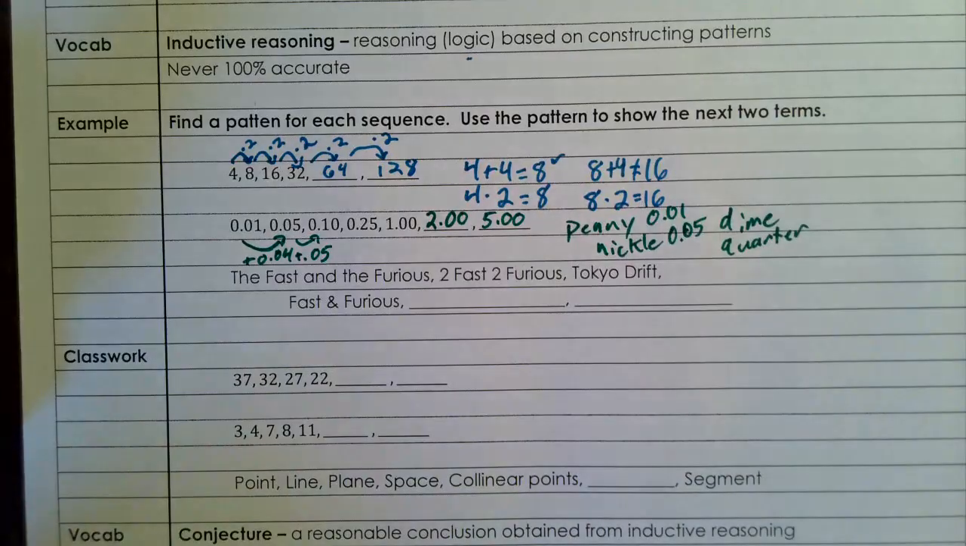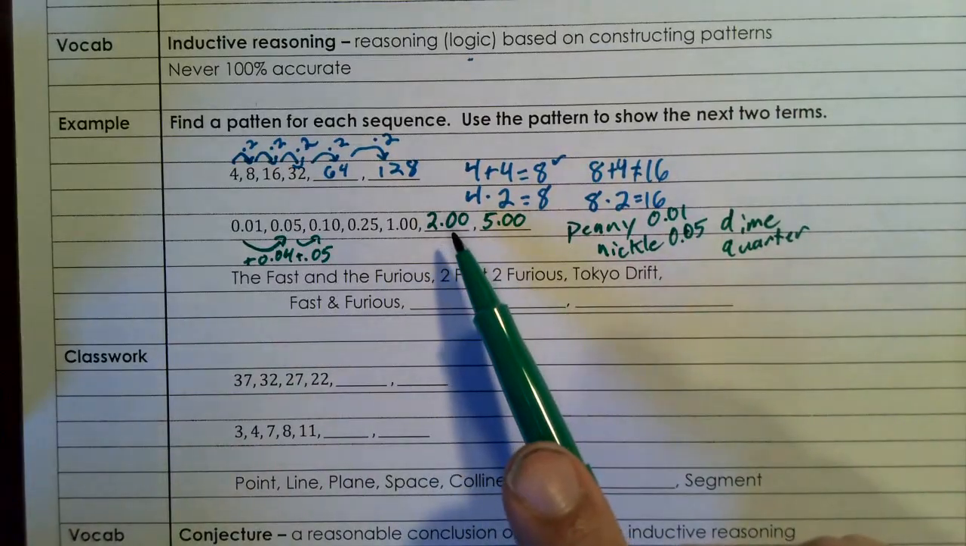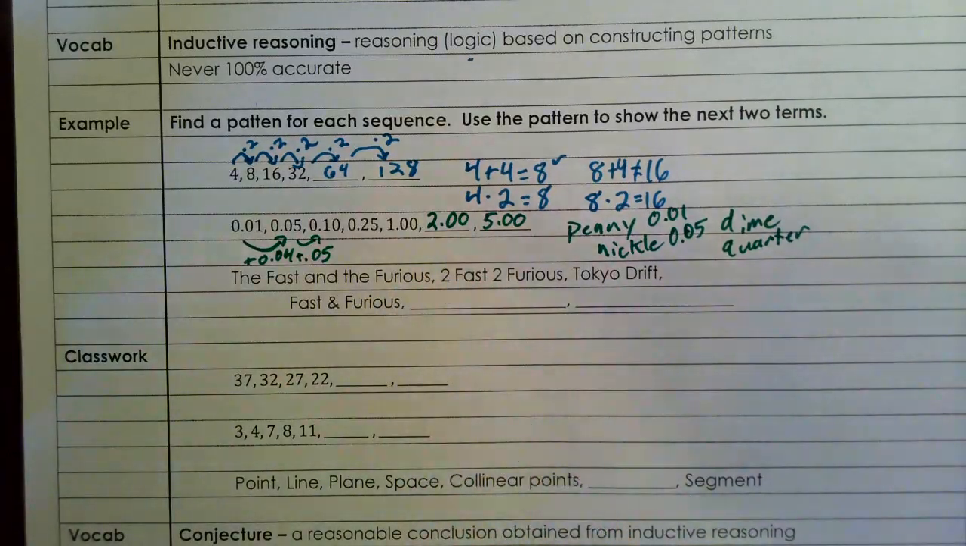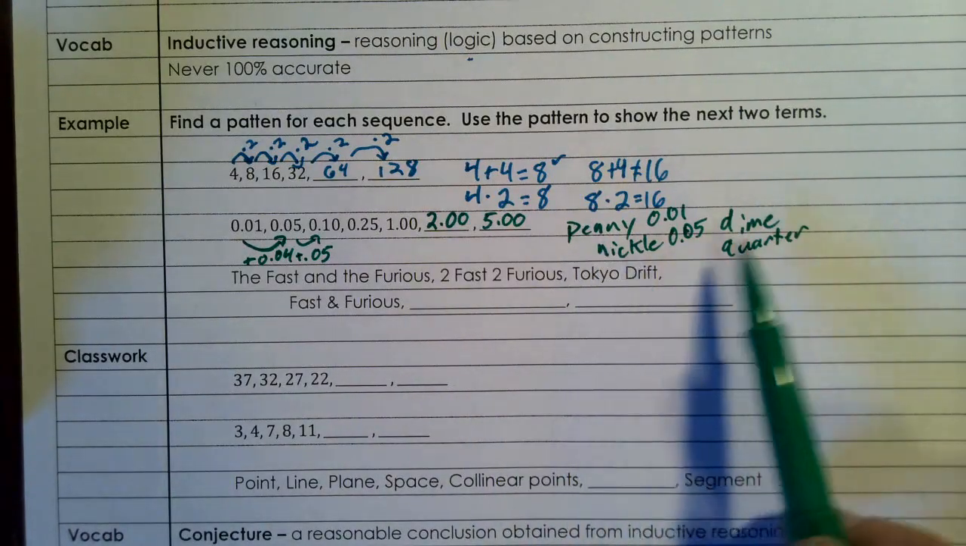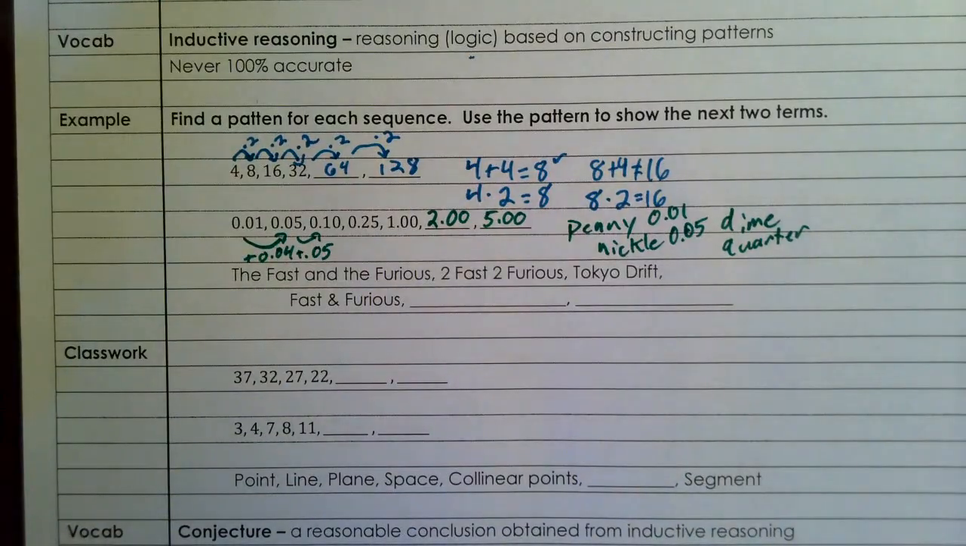But we're not quite sure if they're going to count a $2 bill in this pattern or not because it's not a common currency. So we don't know for sure that's what's going on, but we've got some sort of pattern where we're thinking about, okay, penny, nickel, dime, quarter. Okay, that seems to be working so far.